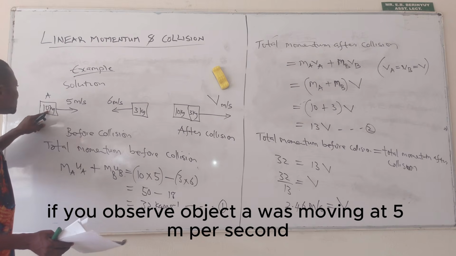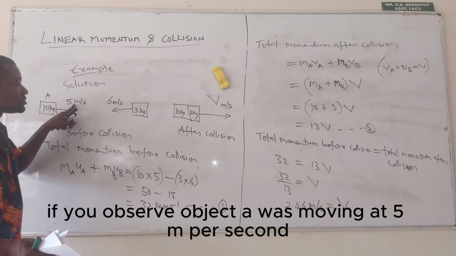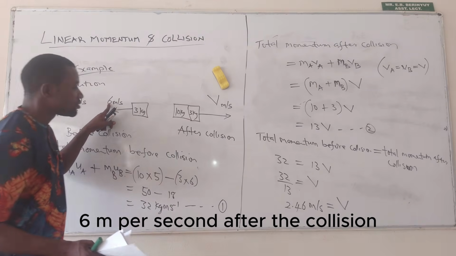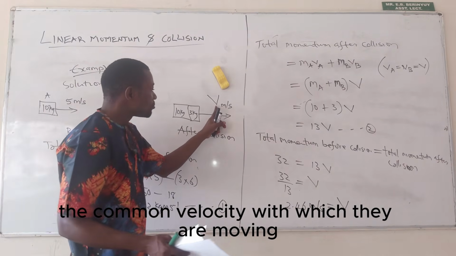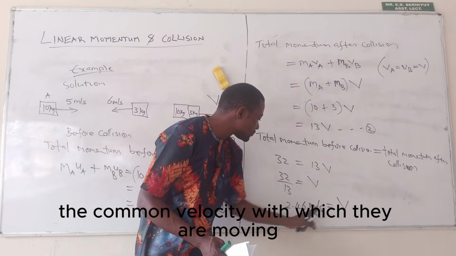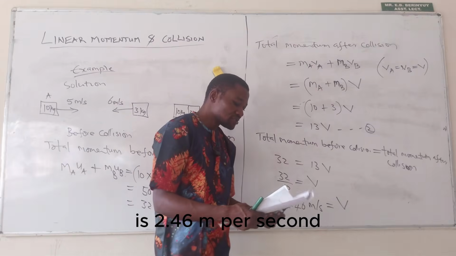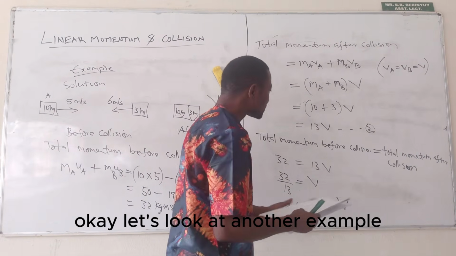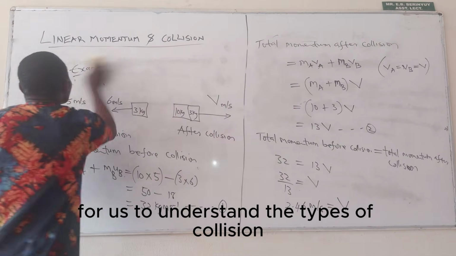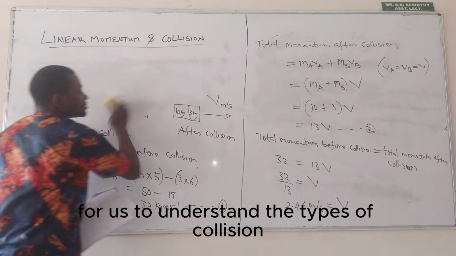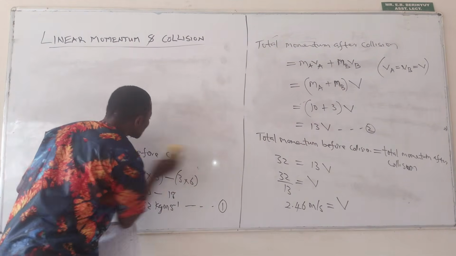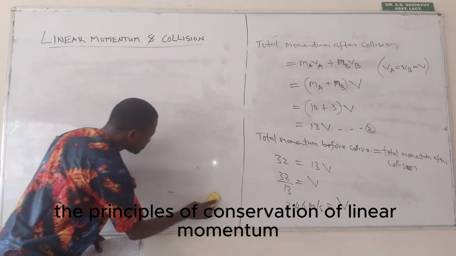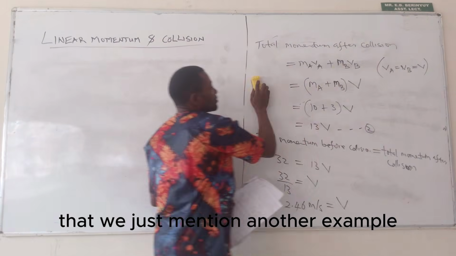If you observe, object A was moving at 5 meters per second, object B was moving at what? 6 meters per second. After the collision, the common velocity with which they are moving is 2.46 meters per second. I hope it's not difficult. Okay, let's look at another example for us to understand the types of collision, the principles of conservation of linear momentum that we just mentioned. Another example.